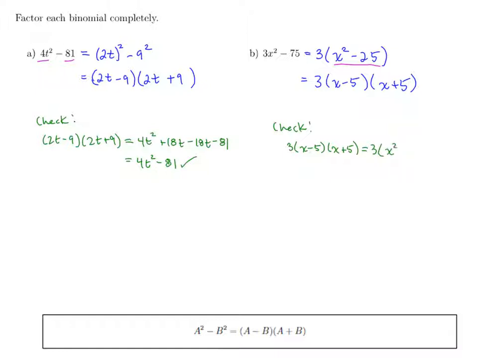And so I'd get x squared, I'd have 3 on the outside still, and then x squared plus 5x minus 5x minus 25. And that plus 5x minus 5x will equal 0. So I'll have 3 times the expression x squared minus 25. And distributing that 3, I'll see that I get 3x squared minus 75. So I did factor that correctly.